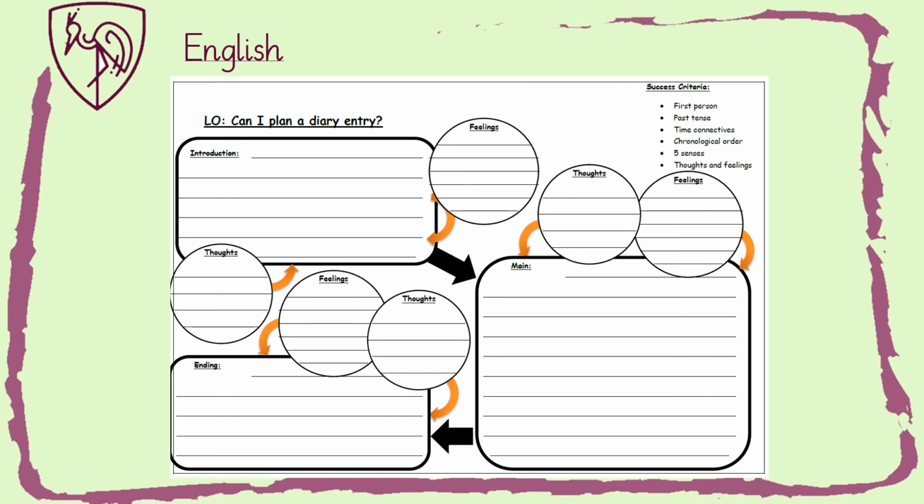So have a look at the book again if you need to. Have a look at your story map. Think about the order, and that's how we're going to write it in our diary. We're going to use the five senses. We practiced that this week, so we can definitely get that in there. And we're going to talk about the thoughts and the feelings of Marcy Brownstone all the time.